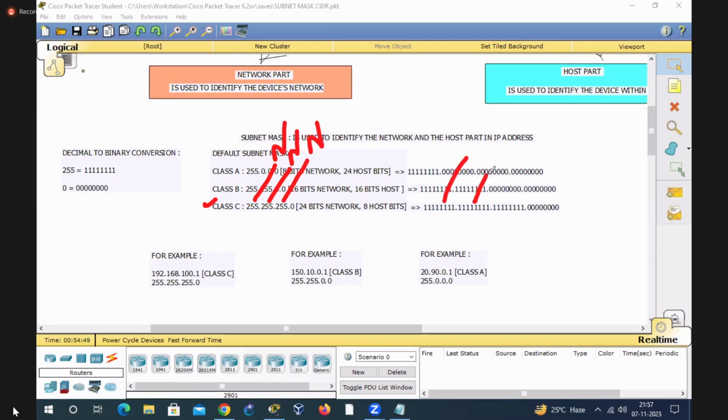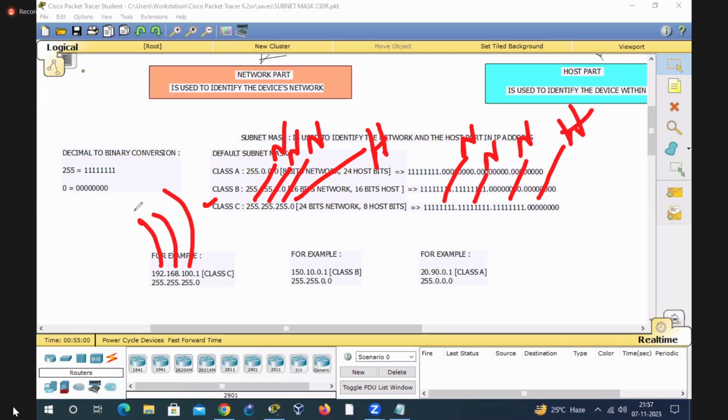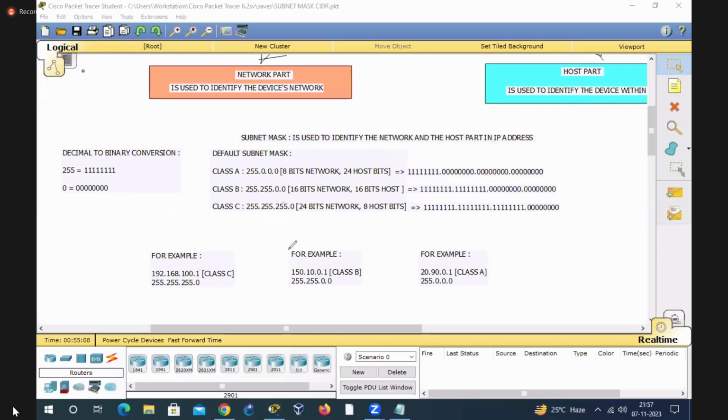So that is your network, and your host. 8 ones, 8 ones, and 8 ones, 24 ones, right? And this is your last octet, which is what? Host. So it means that in our IP address, 192.168 and 100 will be network bits. And this one will be host.